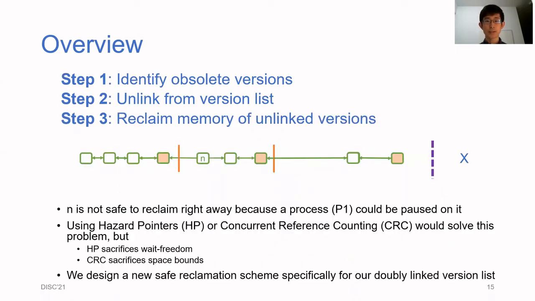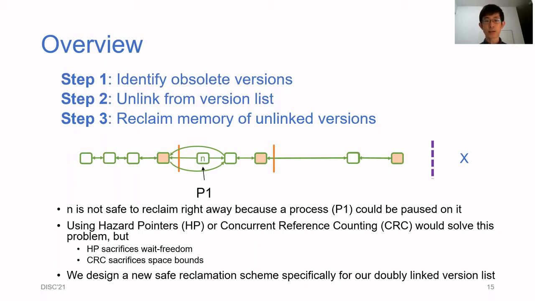Finally, step 3 is about safely reclaiming the memory of unlinked nodes. After a node n is removed, it's not safe to reclaim its memory right away because another process in the middle of traversing the version list might have paused on this node. This is a well-studied problem that's sometimes referred to as the safe memory reclamation problem.